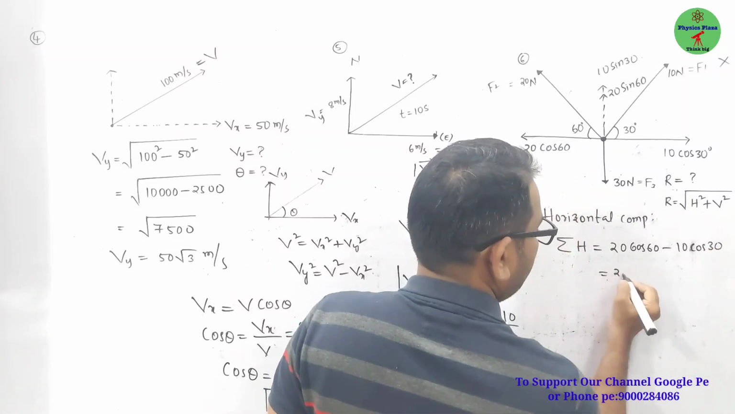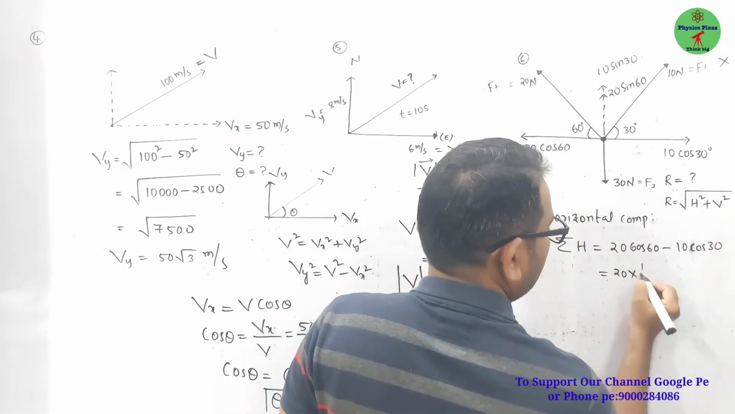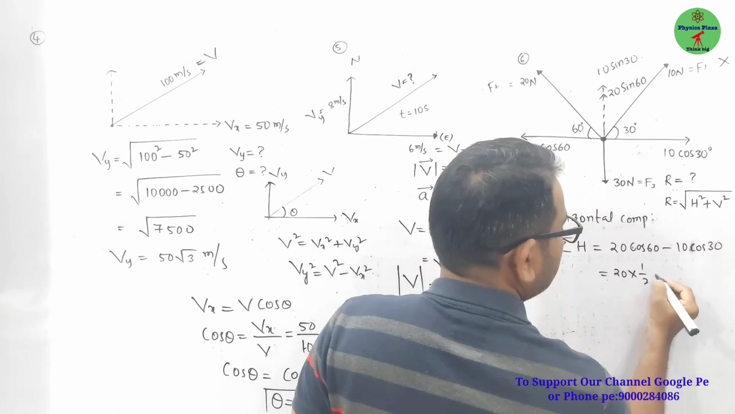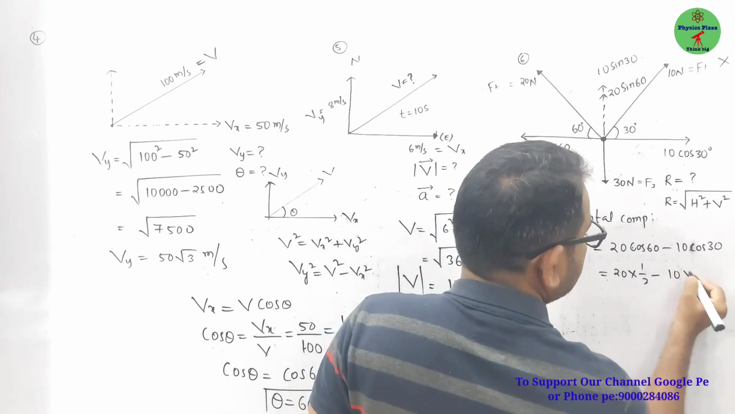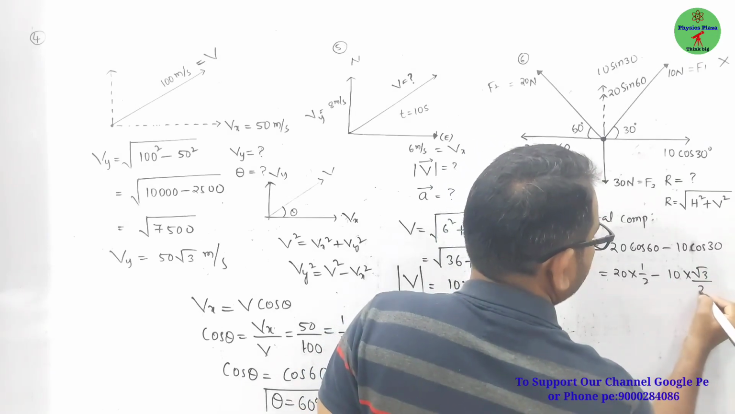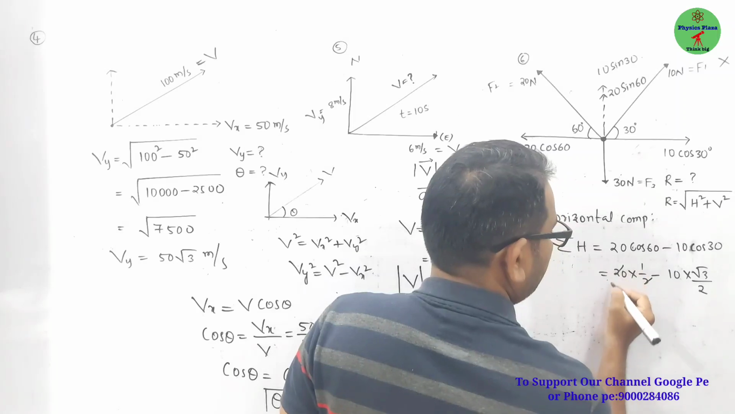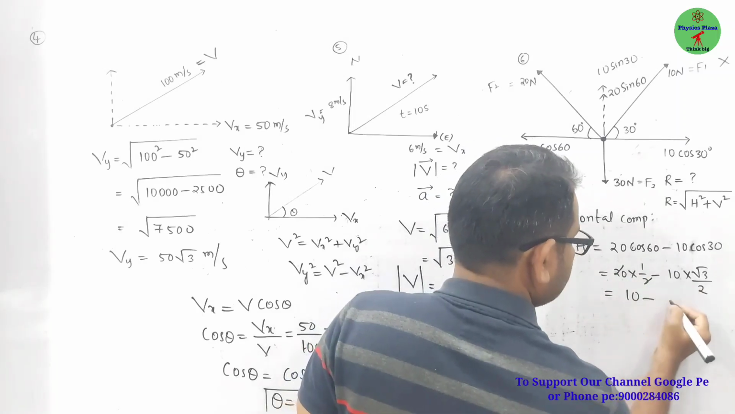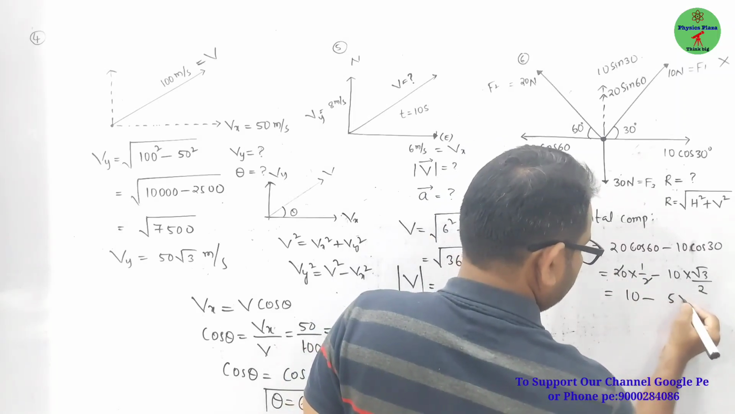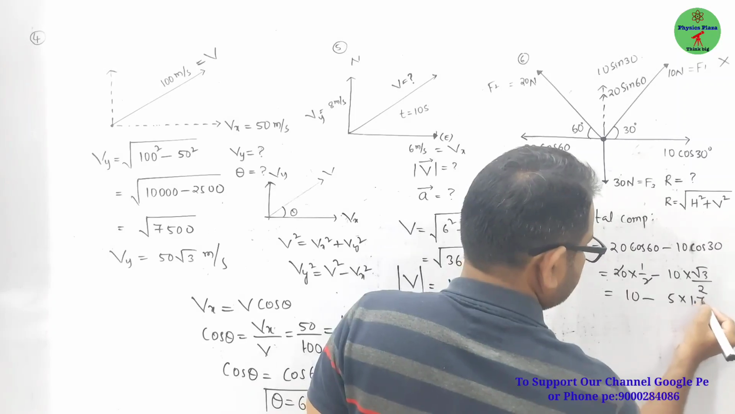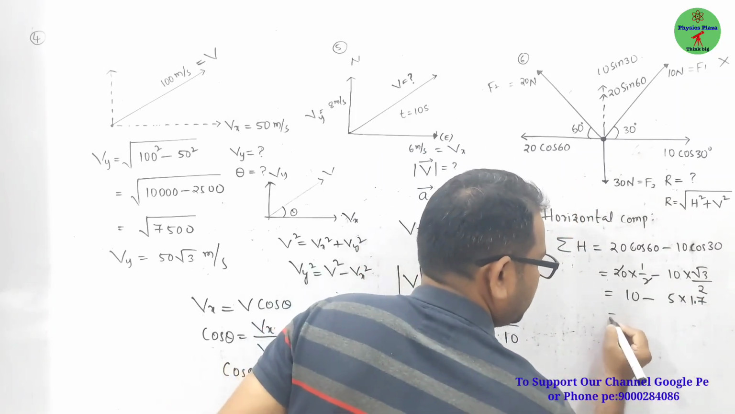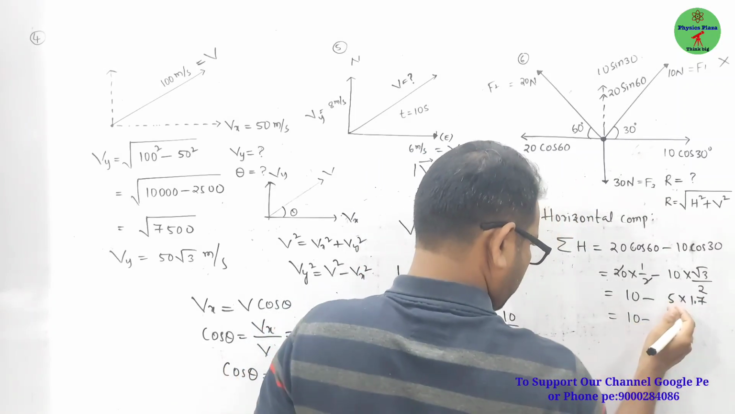So 20 cos 60 is how much, children? 1 by 2. Minus 10 cos 30, which is how much? Root 3 by 2. 2 ones are 2, 2 tens are 20, so this is 10 minus 5 into root 3. How much is root 3? Approximately let us take 1.7. So this is going to be 10 minus, how much will this be?